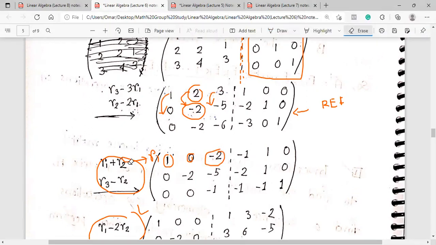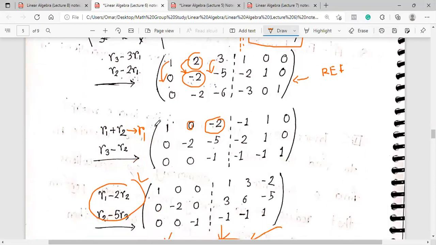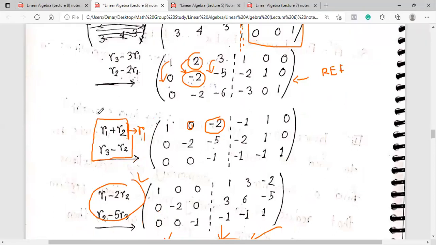I think this equation is much clearer if I write it this way: R1 plus R2. So we put the value to row 1, right? So this equation is much clearer, but our teacher only wrote this equation, which I think is not so clear for beginners.